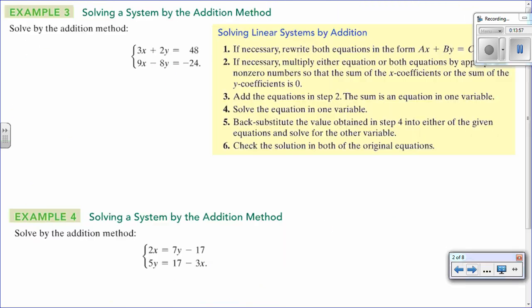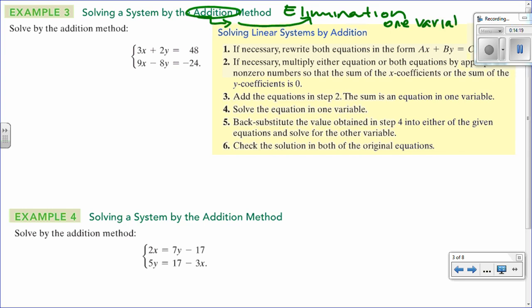Okay, let's switch. Now we're going to go over the addition method, which is also known as elimination, because you want to use addition to eliminate one variable. And why do we want to eliminate one variable? So that we can solve one equation with one variable, and then we're going to back substitute again.